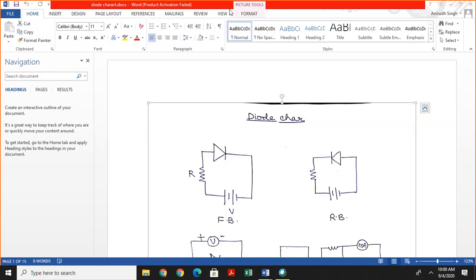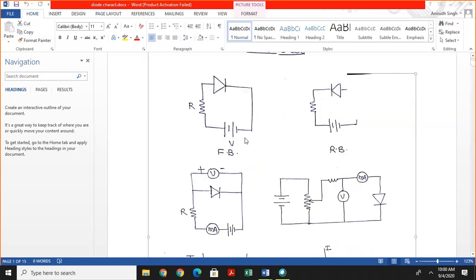Today we will discuss how to perform the practical of diode characteristics. Before discussing the practical, we first discuss the theory.